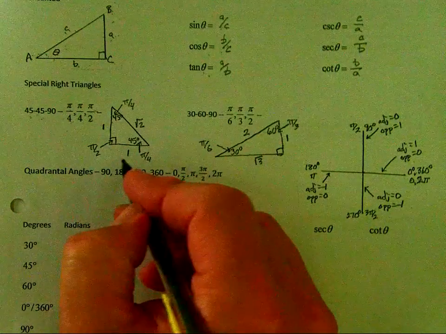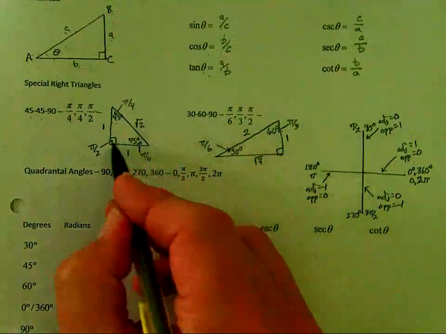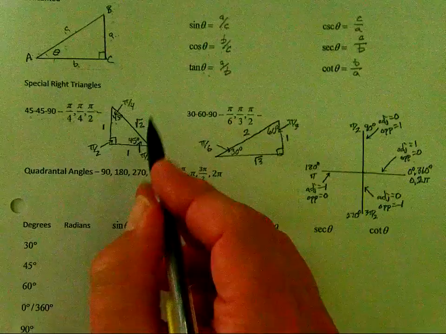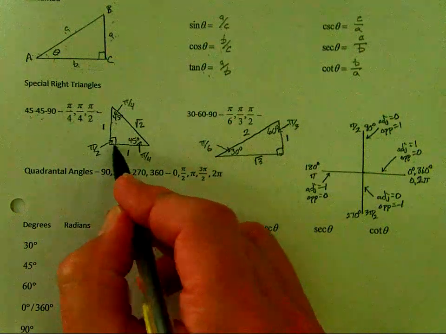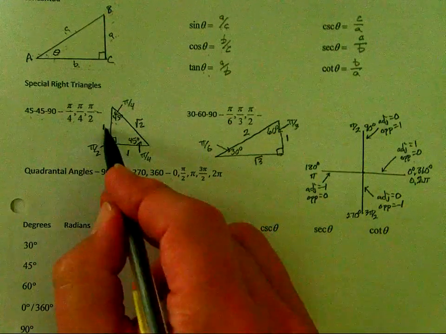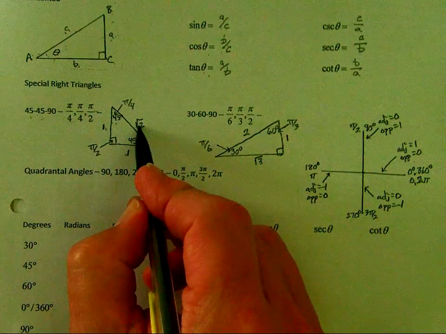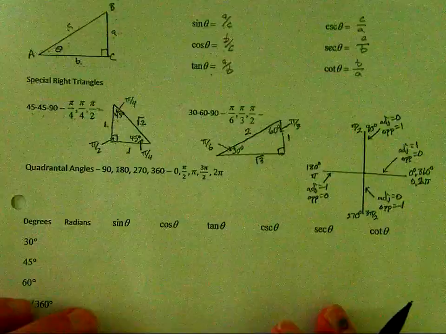So if we take that triangle we looked at the other day, 45, 45, 90, well now that's pi over 4, pi over 4, pi over 2. Same sides, the two legs are 1s. The hypotenuse is a leg times radical 2.